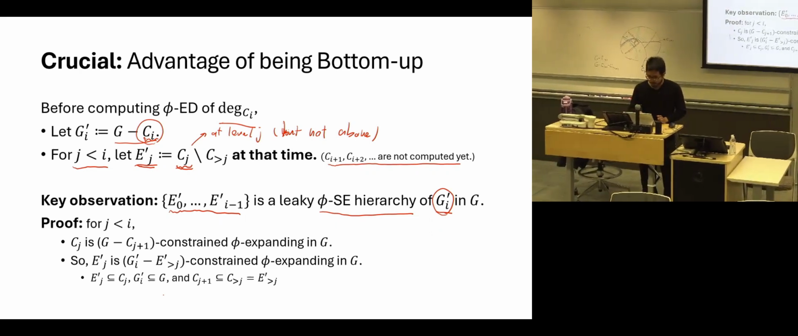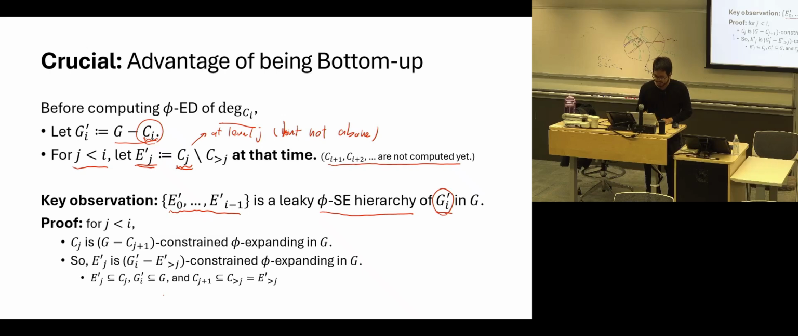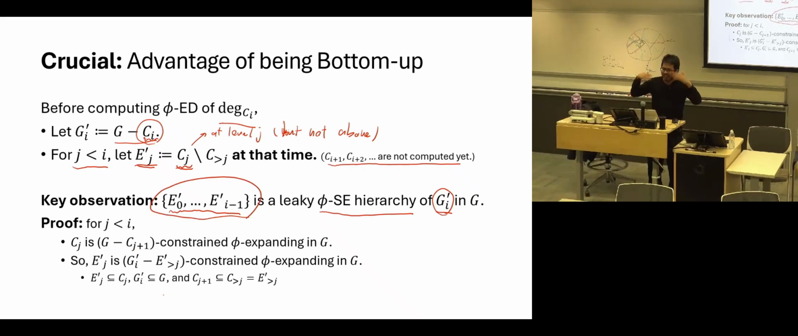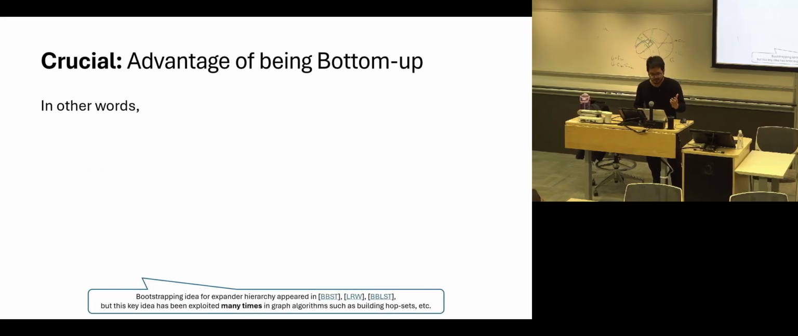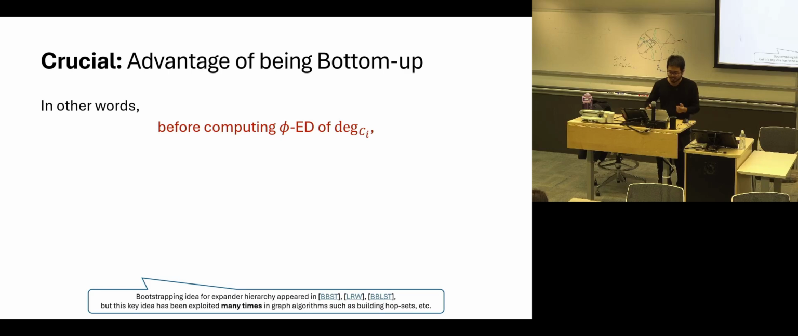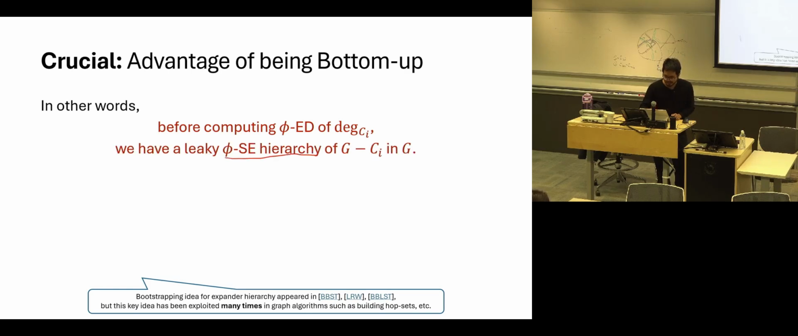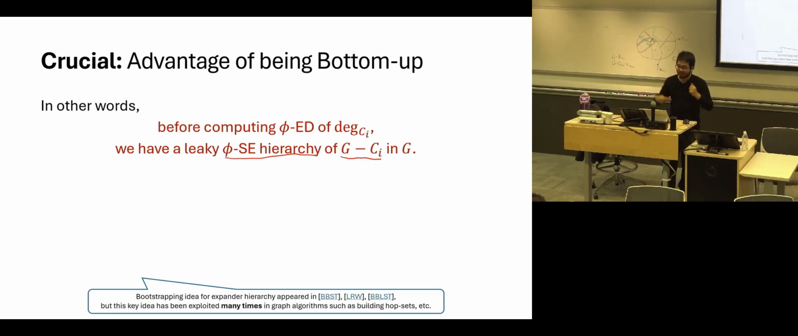What's important is that you just need to observe the edges from the levels below I so far, just from an SE hierarchy, when you try to compute the expander decomposition at level I. What's good about this? Before computing the expander decomposition at level I, you have an SE hierarchy of edges of level less than I.